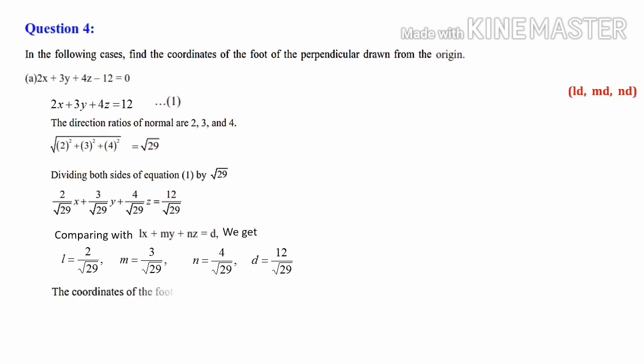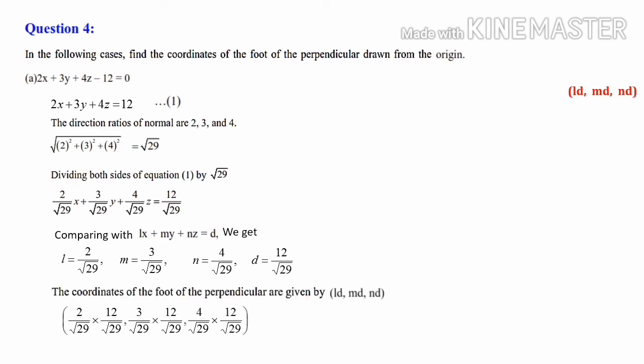So when you write the coordinates of the foot of the perpendicular, L is 2 by root 29 into D is 12 by root 29. It is calculated, comma, then 3 by root 29, that is M, 3 by root 29 into D is 12 by root 29, comma, N is here 4 by root 29 into D is 12 by root 29.